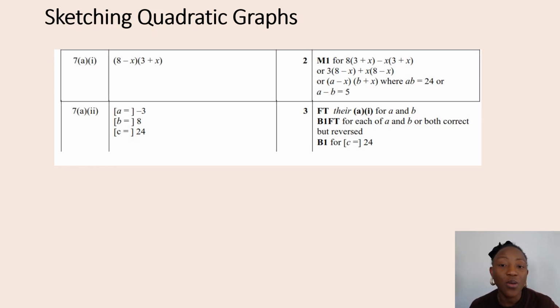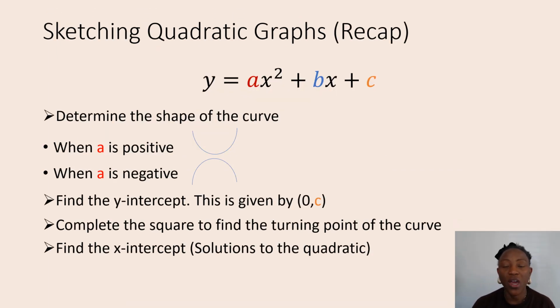Okay, so we have come to the end of this video. So let's do a quick recap on all we have learned so far. To sketch a quadratic graph, know that it's going to be a parabola. But the shape of the parabola is dependent on the coefficient of x squared. If the coefficient of x squared is positive, you're going to have a u, something like a smile. And if the coefficient of x squared is negative, then you're going to have an n, something that looks like a frown.